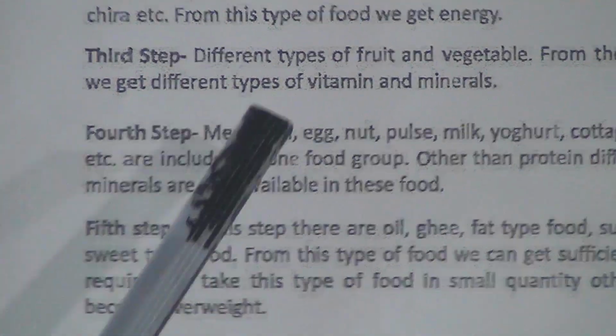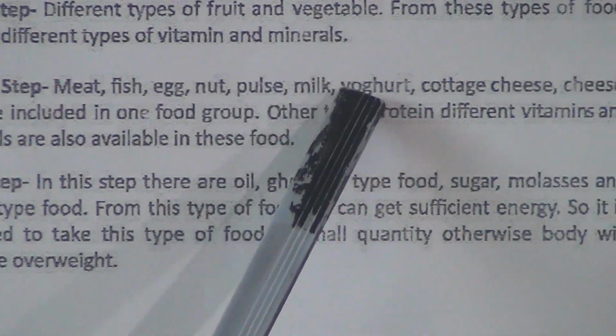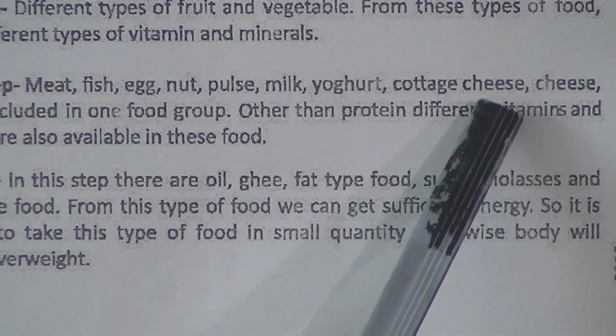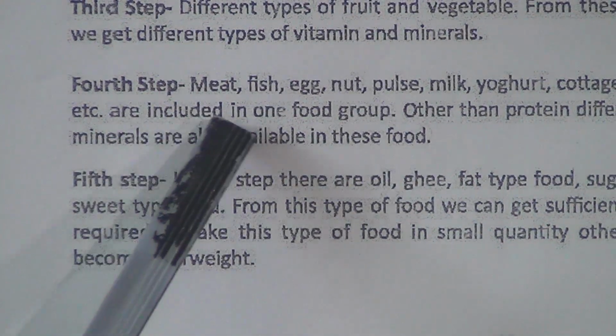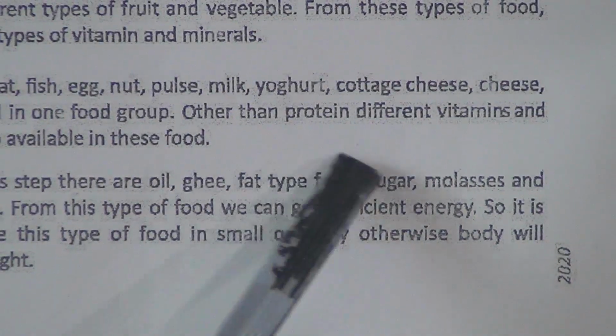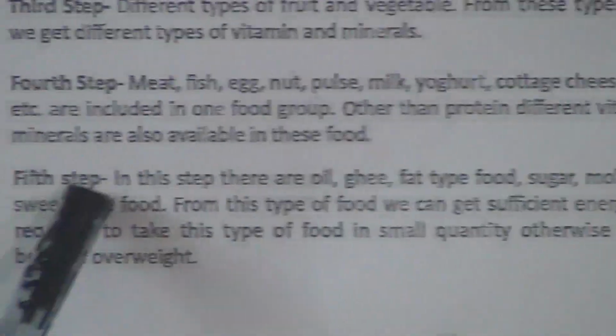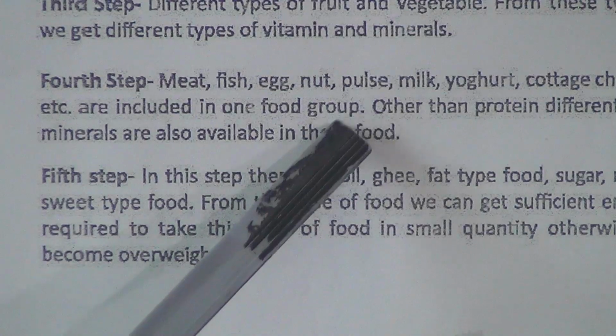Now fourth step, meat, fish, egg, nut, pulse, milk, yogurt, cottage cheese, etc. are included in one food group. Other than protein, different vitamins and minerals are also available in this food.